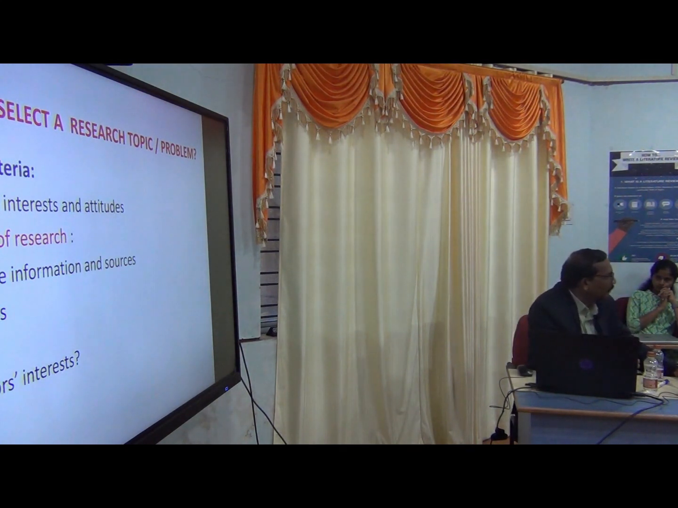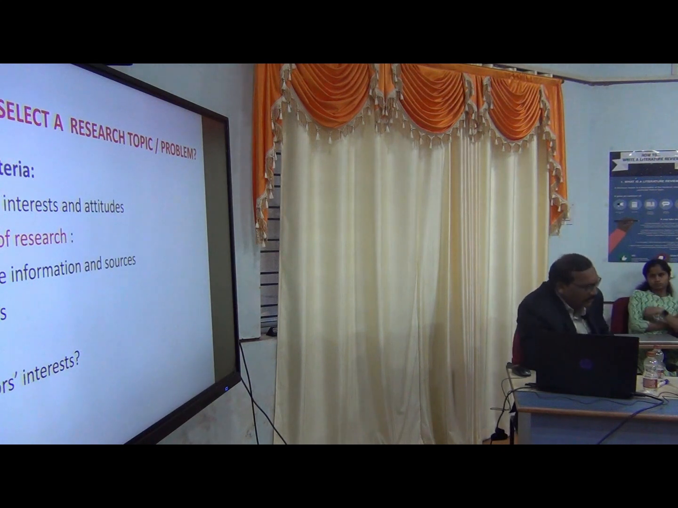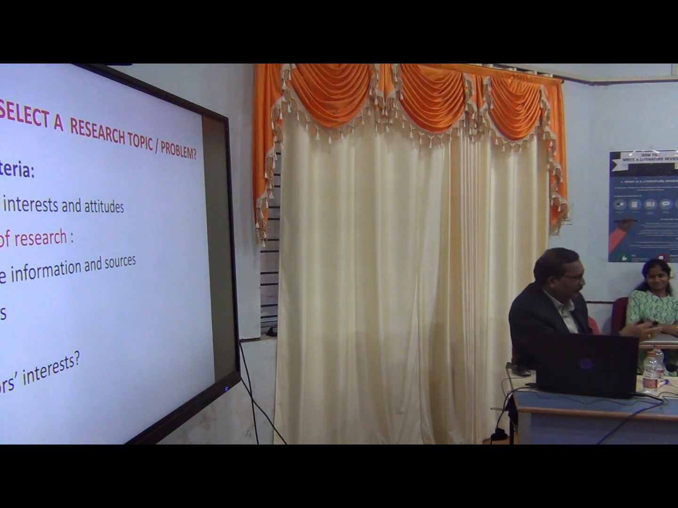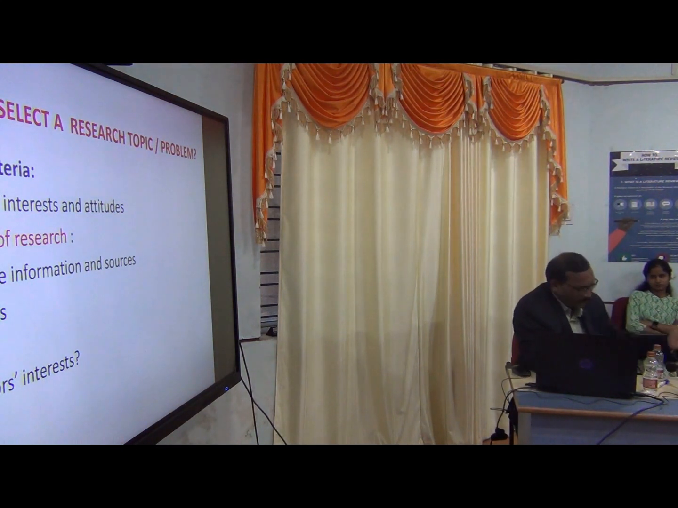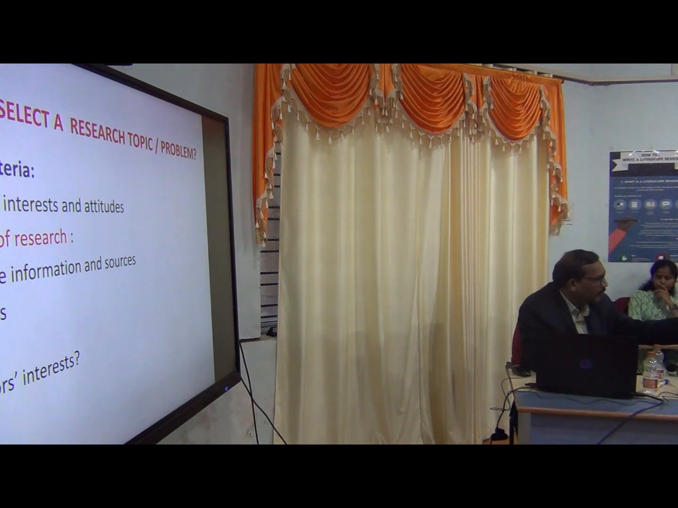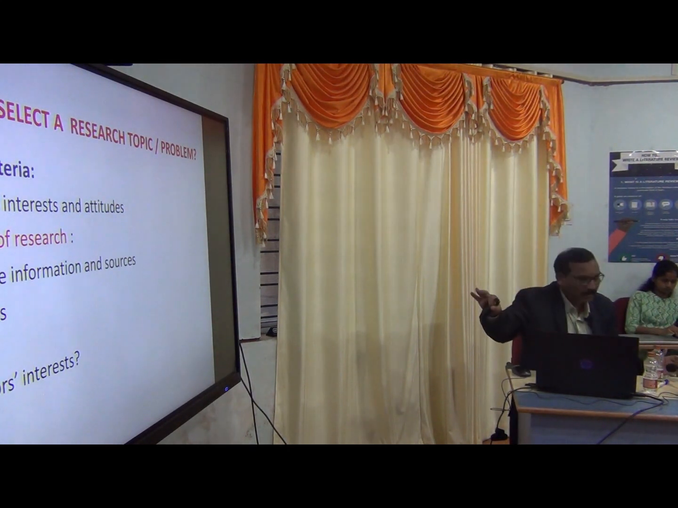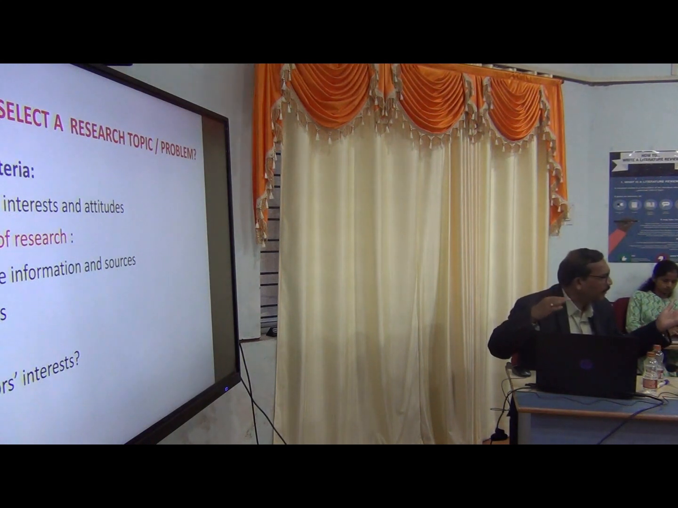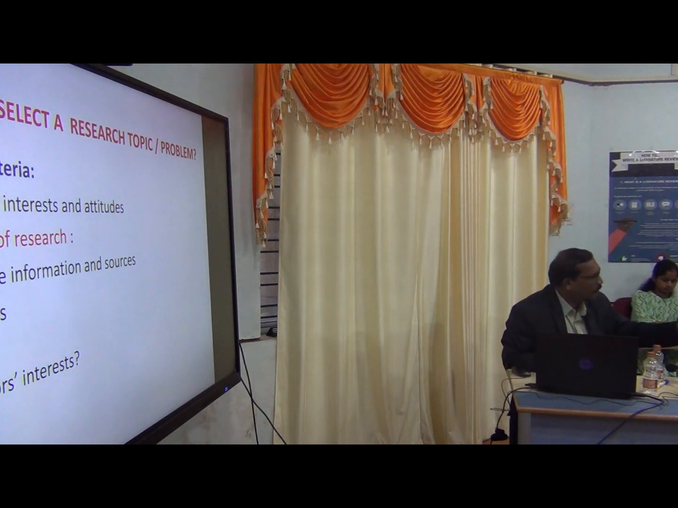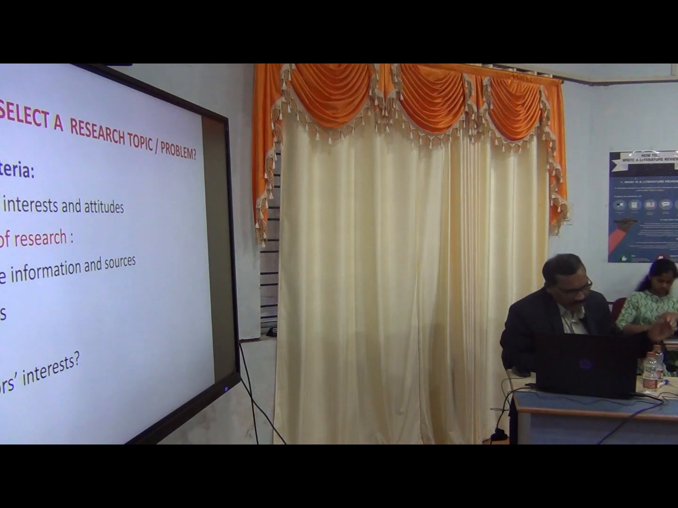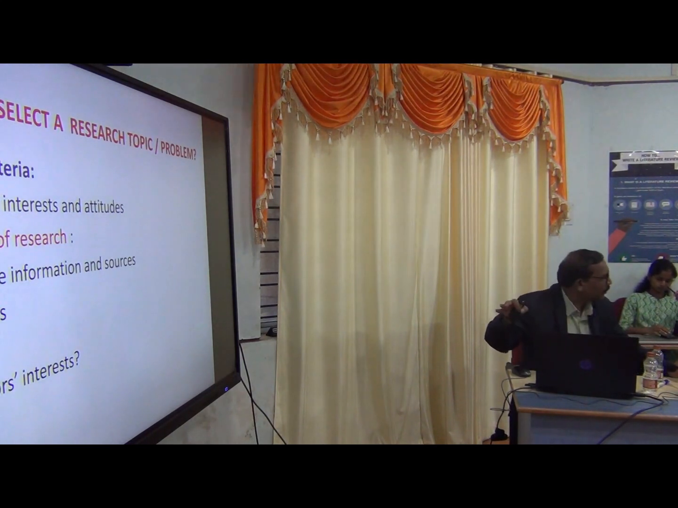Next is funds. All of us know carrying out research is expensive. It is expensive for collecting data. It is expensive for carrying out field survey. It is expensive for data analysis and processing as well, and write-up as well. So it is expensive. So check whether it is possible to get funding from any agency, whether it is possible to get funding from the university, whether it is possible to get funding from an institution like the UGC or ICSSR. Check that also.